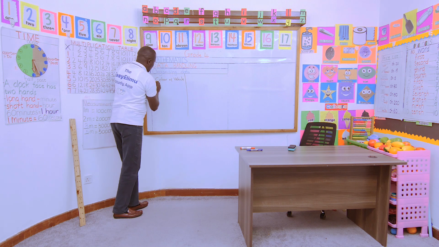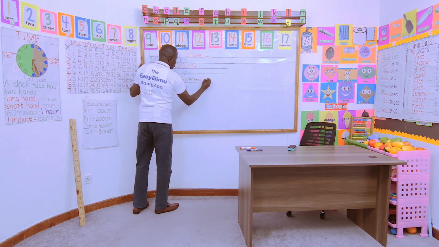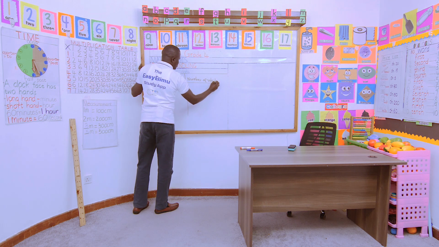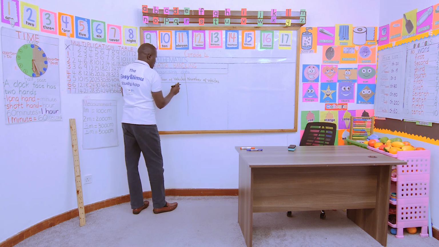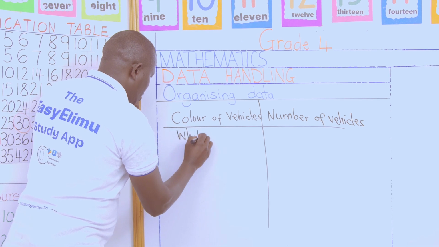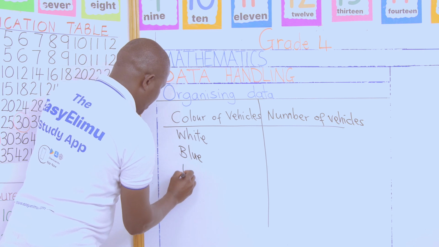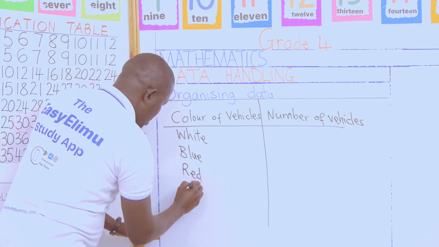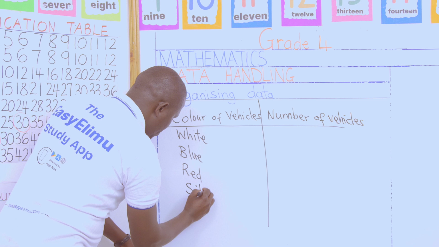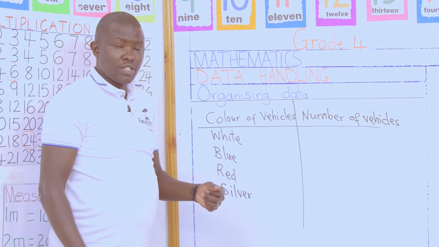passing by and the number of vehicles. Color of vehicles and the number of vehicles. And we had color white, we had color blue, we had color red, and the last one was color silver. I'm using the previous report that we had recorded to build our today's concept.